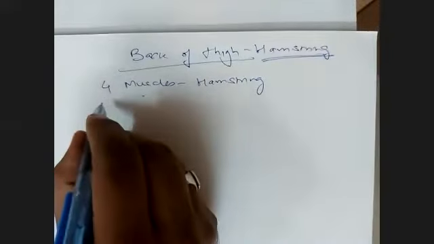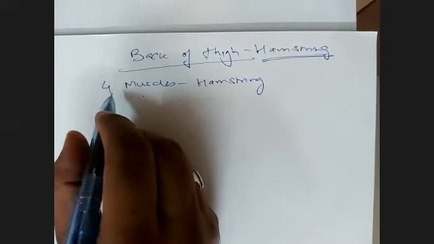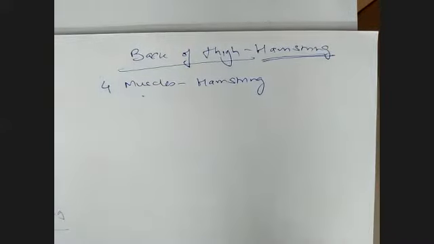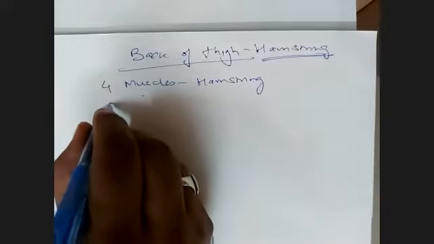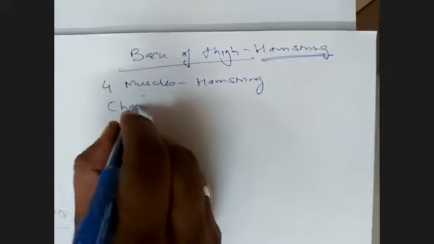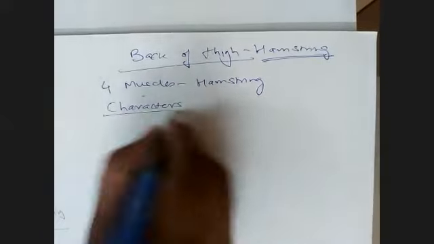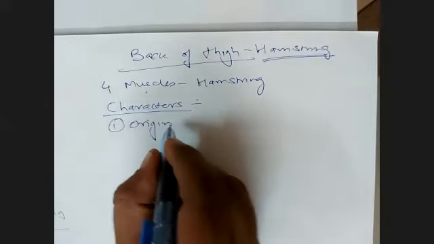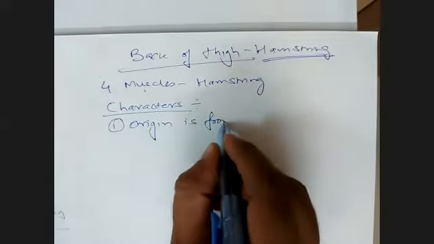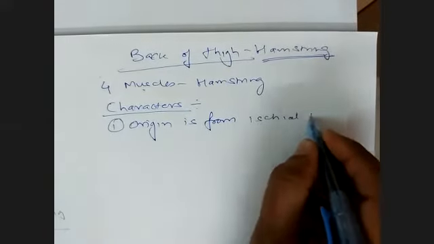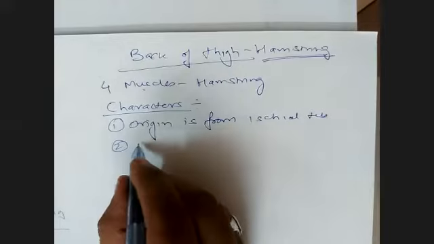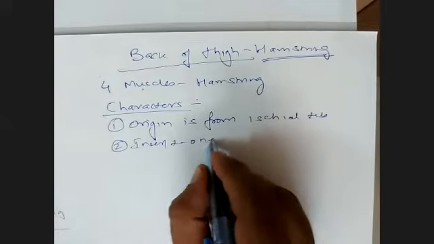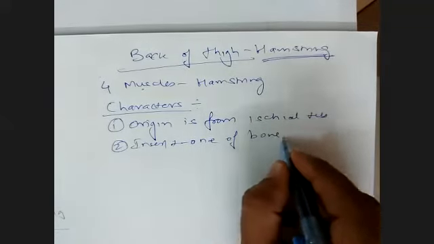These four muscles have common characteristics, which are also asked in the exams: what are the common characteristics of the hamstrings? So now let us write about the characteristics of the hamstrings. First is the origin of these muscles, which is from the ischial tuberosity. Second, the insertion is on one of the bones of the leg.